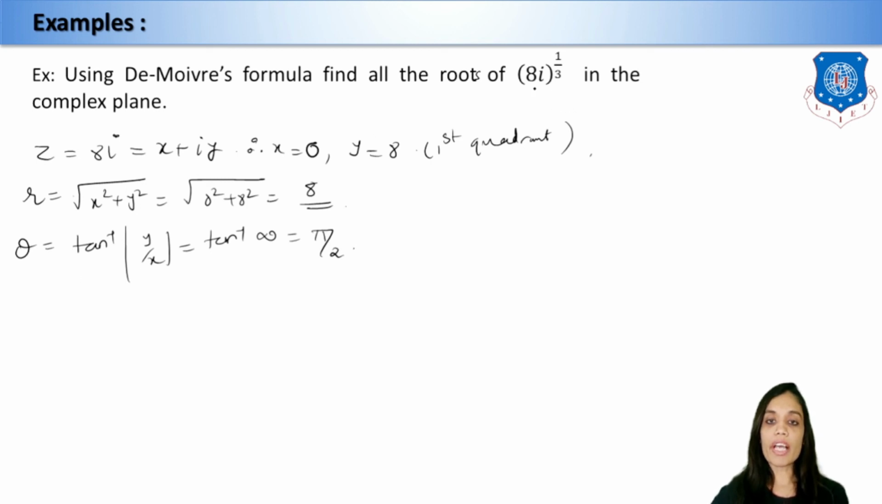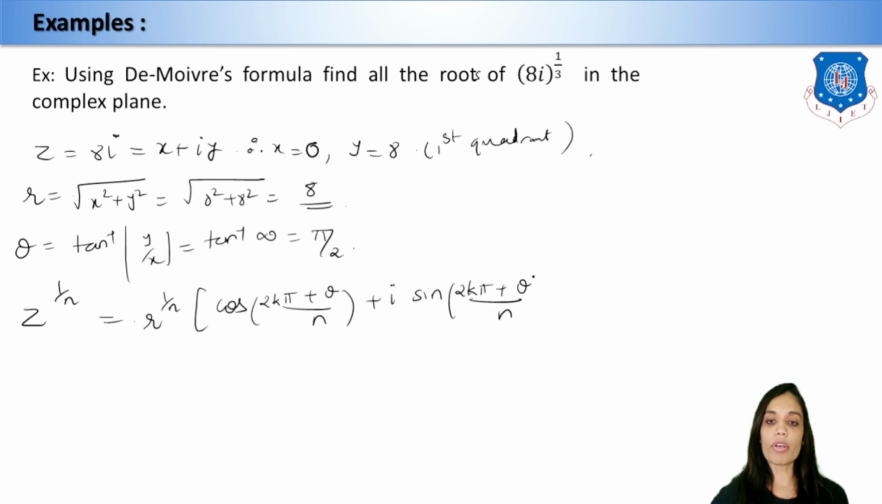Now in order to find nth roots of any complex number, formula is z raised to 1 upon n. That will be equals to r raised to 1 upon n cos 2k pi plus theta upon n plus I sin 2k pi plus theta upon n. So just put all these values, right? So your 8i raised to 1 upon 3. So the value of n is what? 3. Will be equals to 8 raised to 1 upon 3.